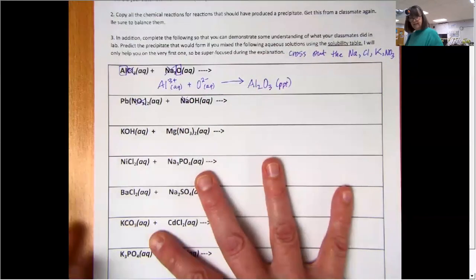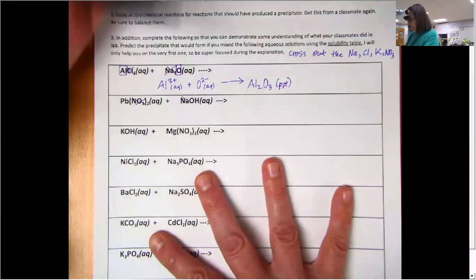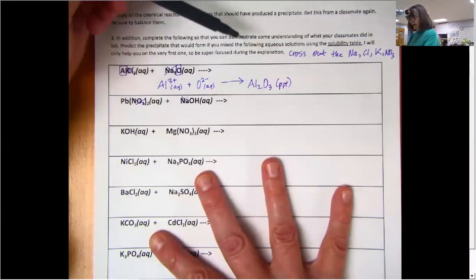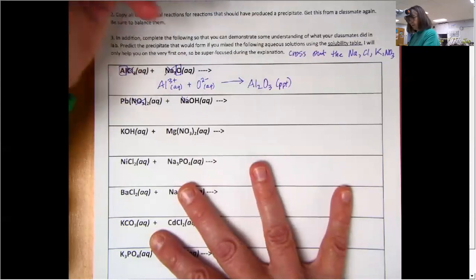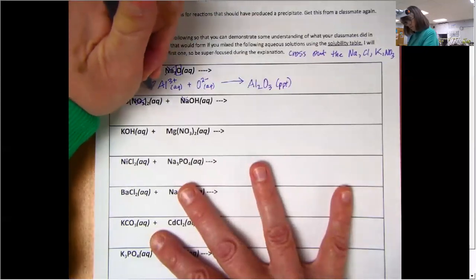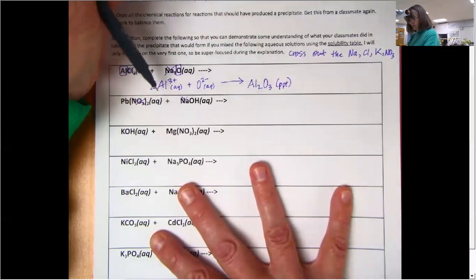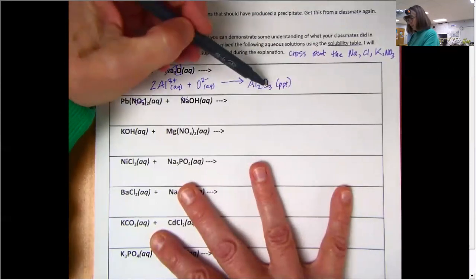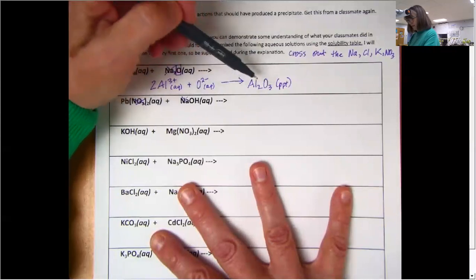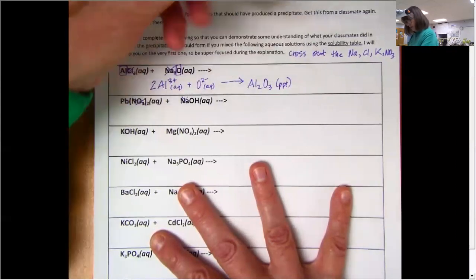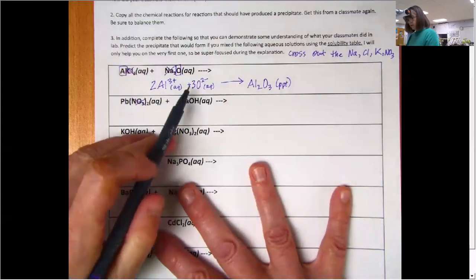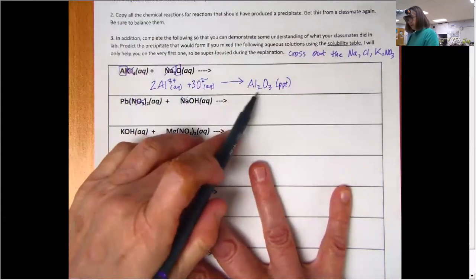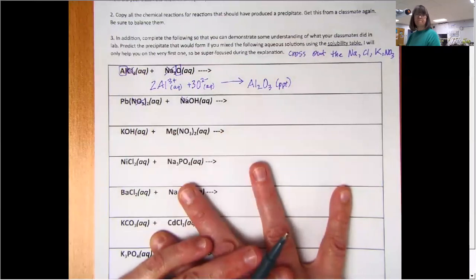Now, the last thing that I'd like you to try, at least attempt, is to balance it. Notice that I've got 1 aluminum here, but 2. So if I put a 2 in front of this aluminum, now I have 2 aluminums on this side and 2 on this side. What will I have to put in front of the oxygen? Sorry, a 3. So now I show 2 aluminums and 3 oxygens coming together to make aluminum oxide.